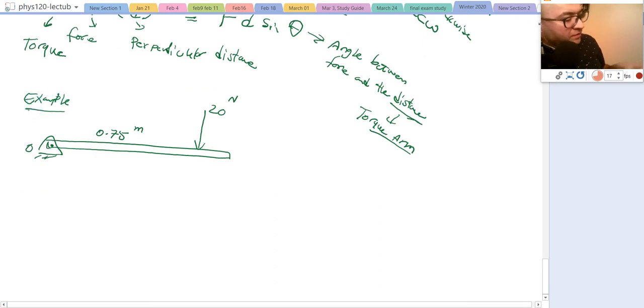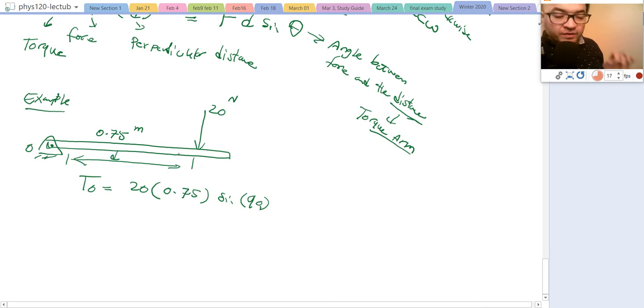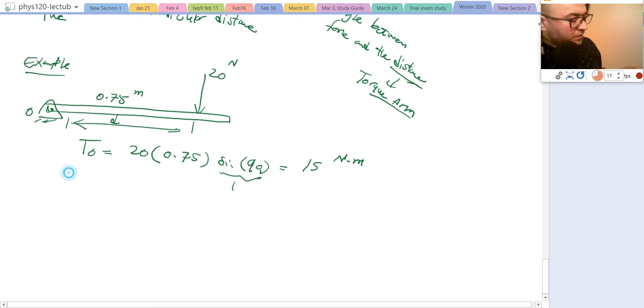It'll be very easy. We can simply say the torque about point O is equal to 20 times 0.75 times sine of 90 degrees, because if this is your D, the D and the force have an angle of 90 degrees. It's completely perpendicular. Sine of 90 degrees is always 1. In this case it will be 20 times 0.75, which is 15 Newton meter. That's the unit for torque.